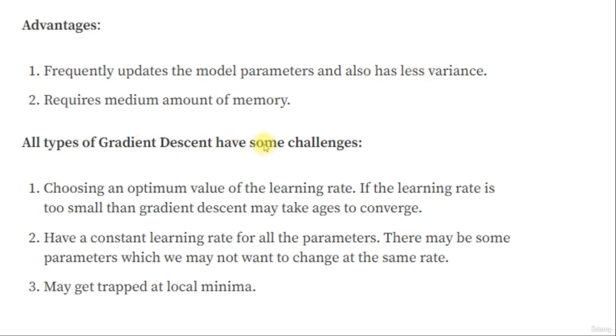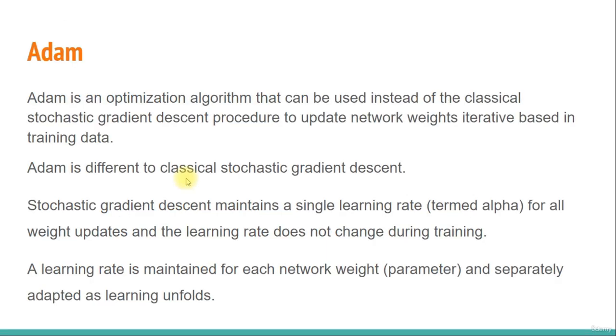All types of gradient descent have some challenges. Now, choosing an optimum value of learning rate. If the learning rate is too small, then gradient descent may take ages to converge, which we already discussed. And if we have a constant learning rate for all parameters, then there may be some parameters which we may not want to change at the same rate. So again, we may get trapped at the local minima.